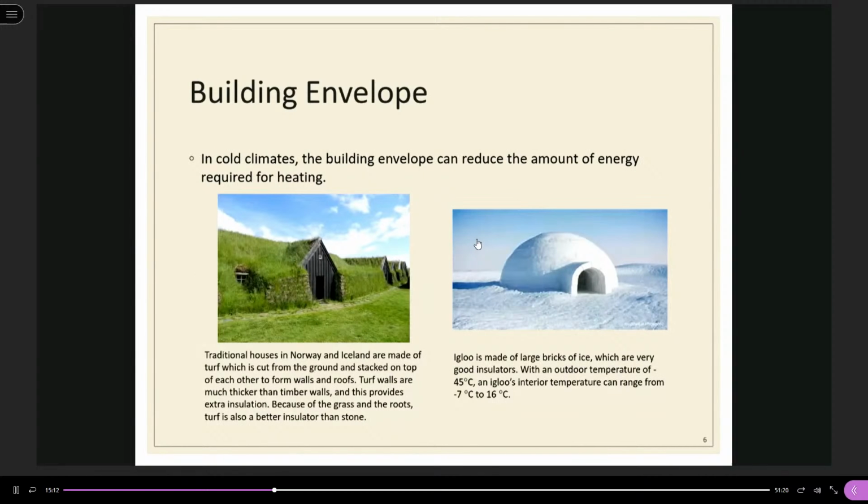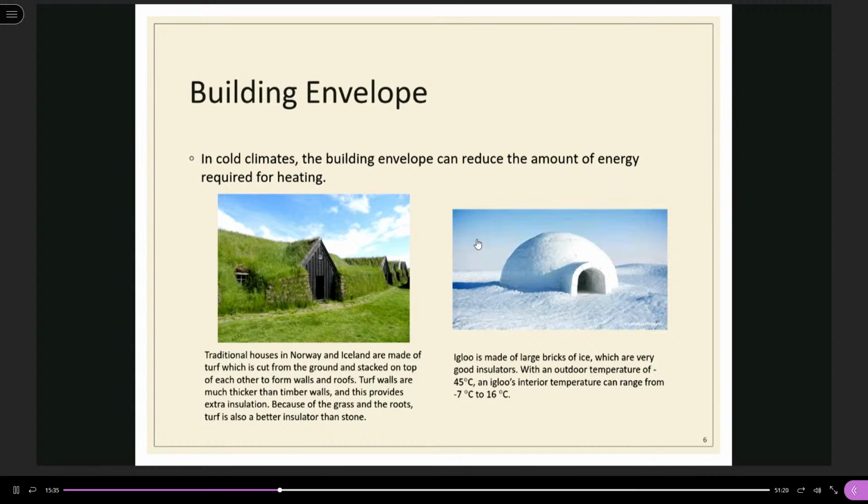In cold climate, the building envelope can reduce the energy required for heating. Okay, so in Hong Kong, most of the time we are in the cooling season. Cooling season means that we want to cool the air. So in the cold climate, we want to heat up the air.